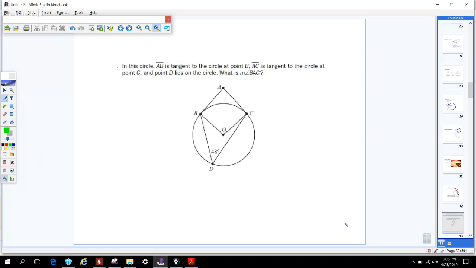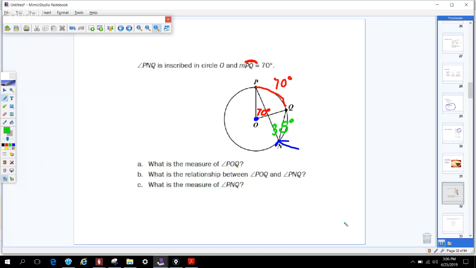That's it. That's the answer. The answer to POQ is 70. The relationship is one of them is half the other. And then the measure is 35.